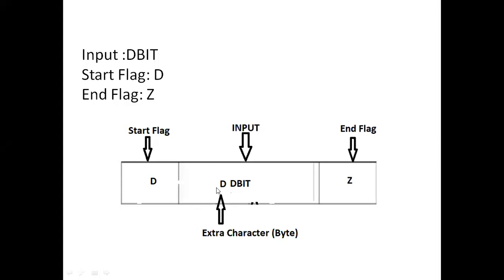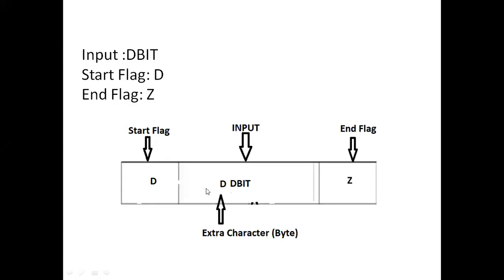If the D is repeated twice, it means it is to be considered as data. As you can see, the D is repeated twice as part of the input. To eliminate the confusion, the repeated characters are considered as data. If D is a standalone character, or any other character different from D comes after D, it is very easy to differentiate.